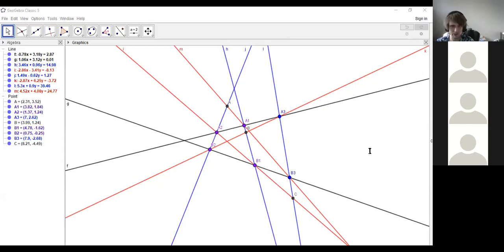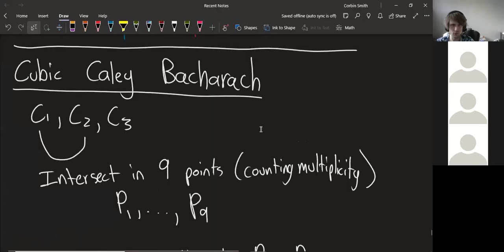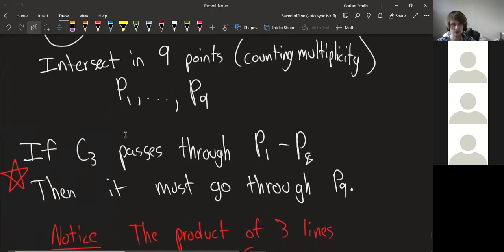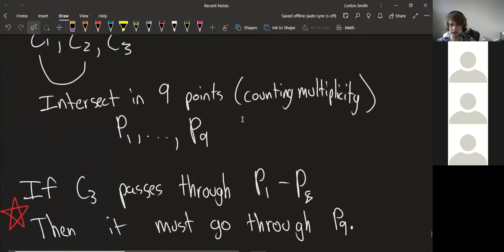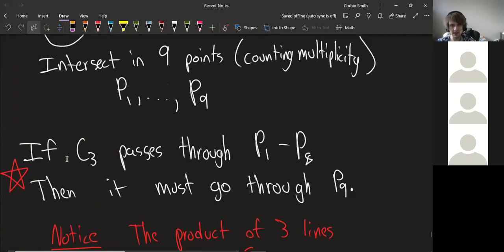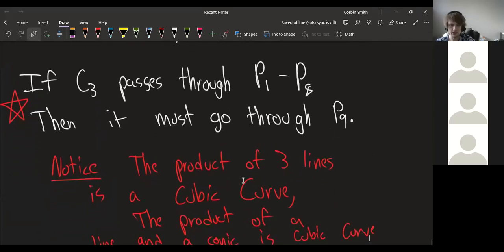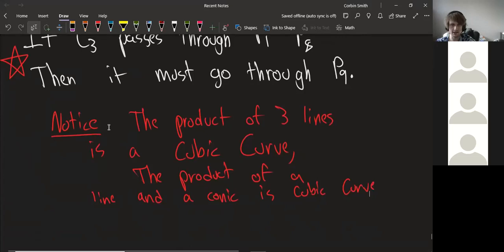So Ashley, let me just catch you up on something that we're definitely not going to prove. It's called the cubic Cayley-Bacharach theorem. Suppose we have 3 cubic curves. In general, 2 cubic curves would intersect in 9 points, counting multiplicity. Let's call those 9 points P1 through P9. Then the theorem states that if the third curve passes through the first 8 points, then it has to go through the 9th point. And you should notice that the product of 3 lines is a cubic curve, and the product of a line and a conic is a cubic curve.